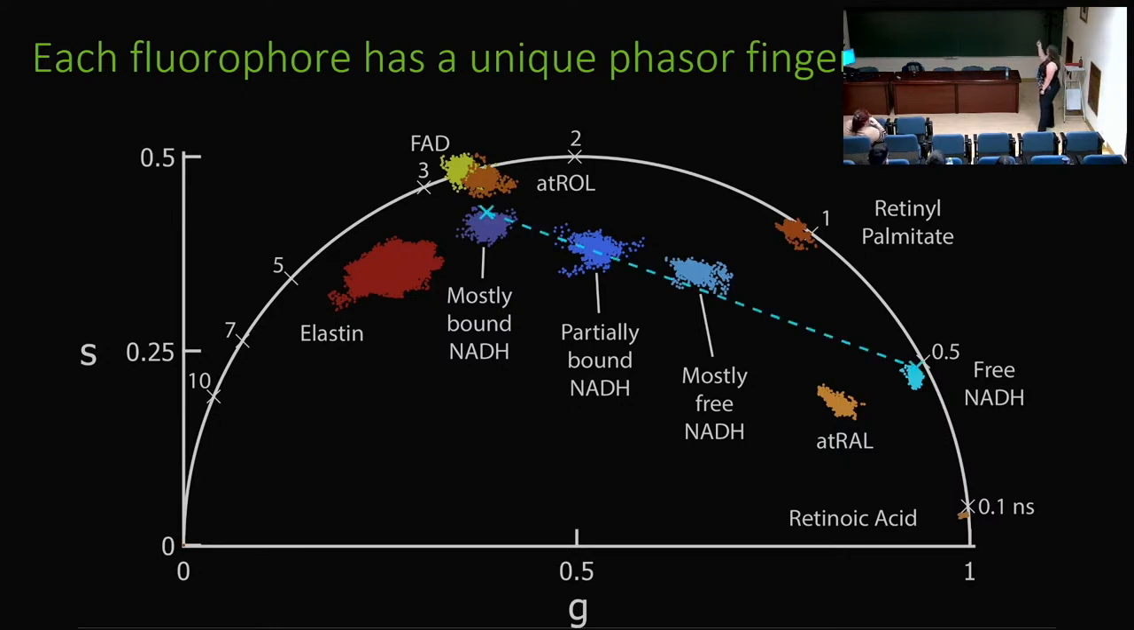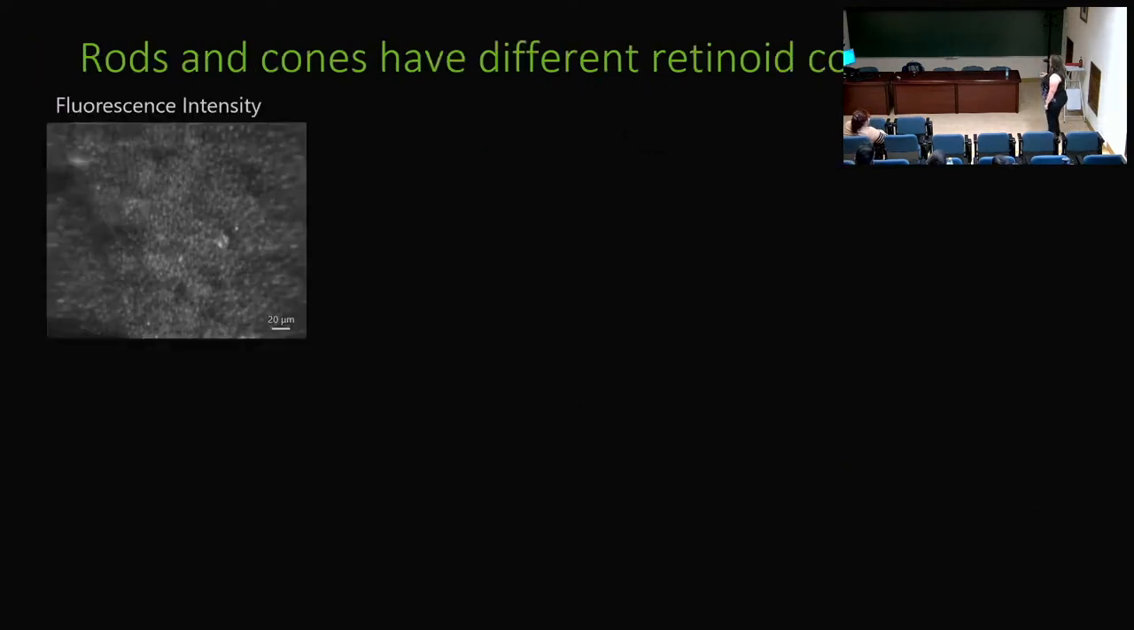For the free to bound NADH, what's often done is you create a line that you shift across. If I use my mouse here, you can shift across this line as the ratio of free to bound shifts. It would shift along this line here. And you can do something similar for the shift between all-trans-retinal and all-trans-retinol, as to how things might shift along the line here. And so with this, we now start adding in our actual data to compare to the phasor fingerprint.